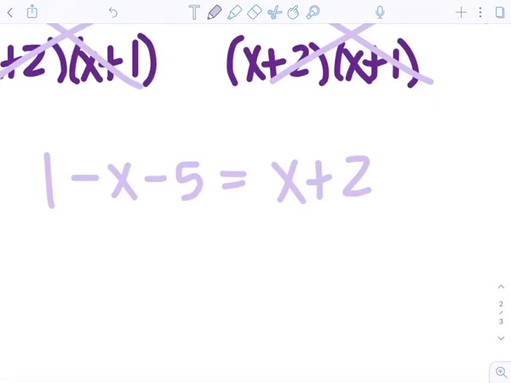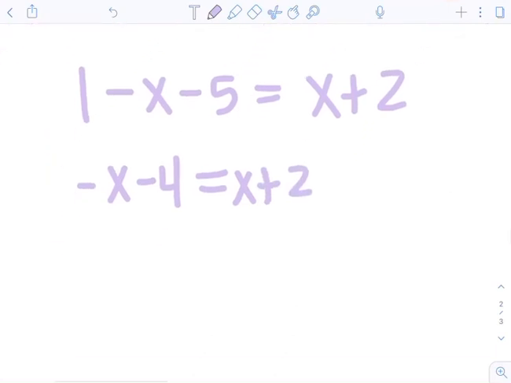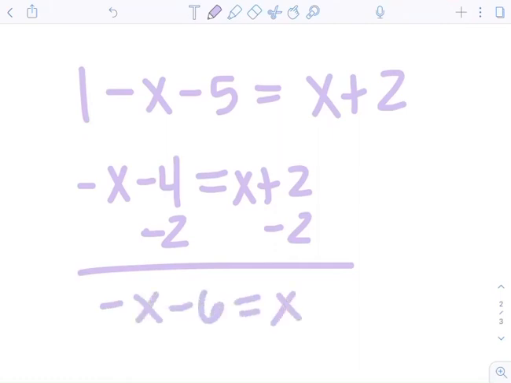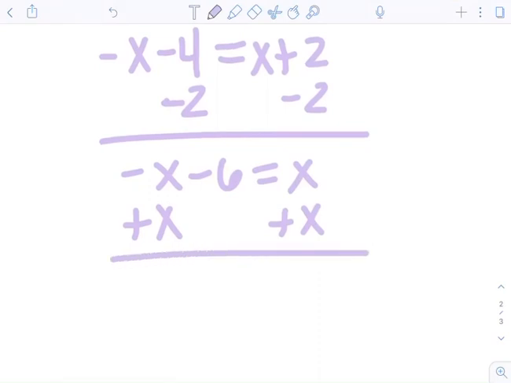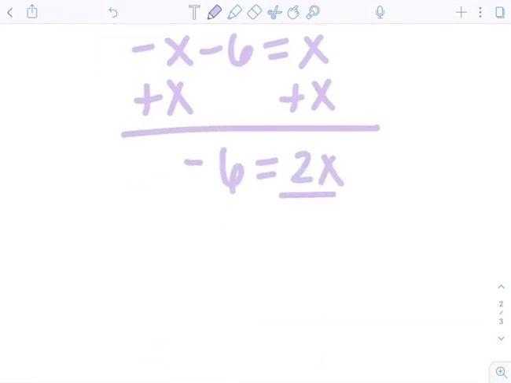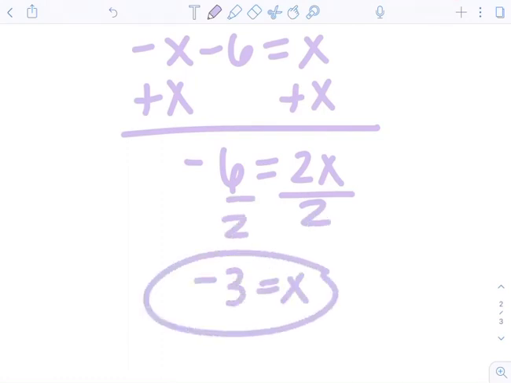And then we are going to solve this equation normally, right? Nothing's being squared, so we're just going to get x by itself. So combine your like terms. Then I'm going to subtract by 2. So negative x minus 6 equals x. Add x to both sides. So negative 6 equals 2x. Divide by 2. So x equals negative 3.